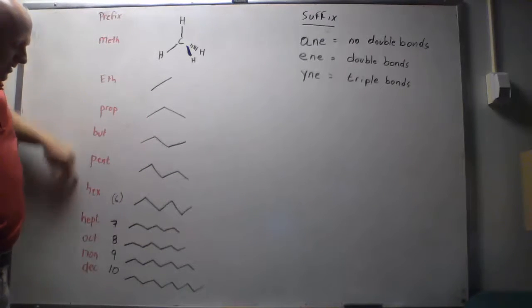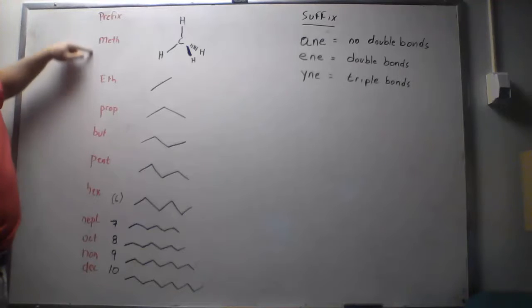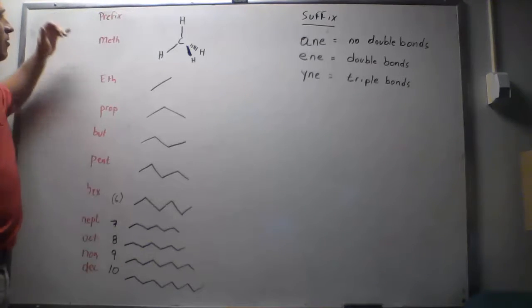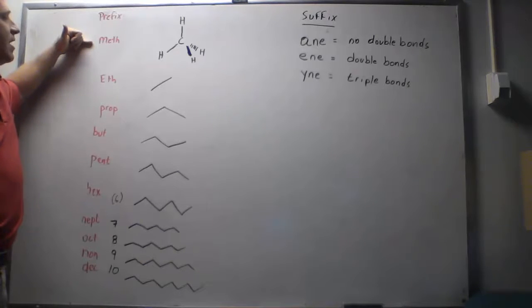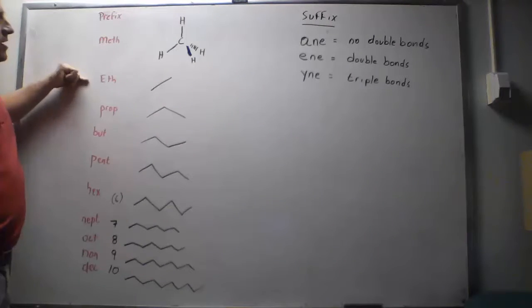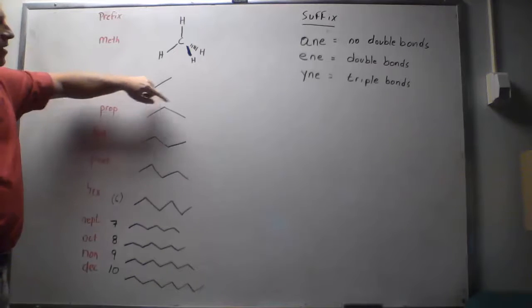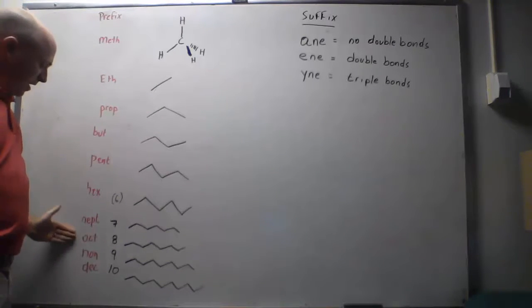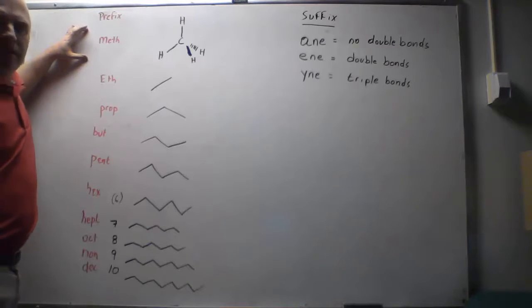You need to be able to count to 10 in organic chemistry. These are the terms, the prefixes that you simply need to have memorized. So meth is 1 in organic chemistry. It means 1 carbon. Eth is 2 carbons. Prop, 3 carbons. But is 4. Pent is 5. Hex, hept, oct, non, dec. So let's count to 10 in organic chemistry.